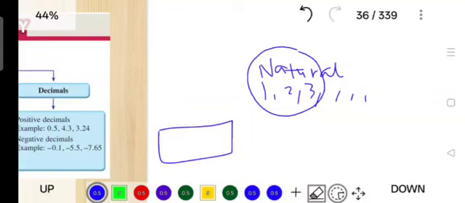For example, I have a box of chocolates. How many chocolates do I have? I start counting naturally by 1: 1, 2, 3, and so on. That is how we begin. That is the natural number.